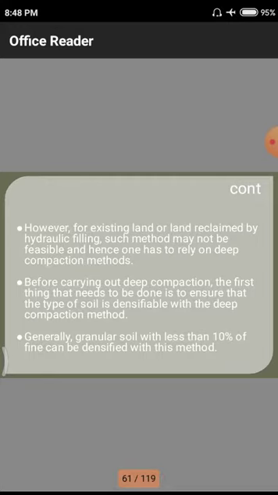That means if we take a kilogram of material, in that material the finest particles will not exceed 100 grams. If the 100 grams is exceeded, that means automatically these methods are not suitable. We need to go for another alternative method for the construction of the building.